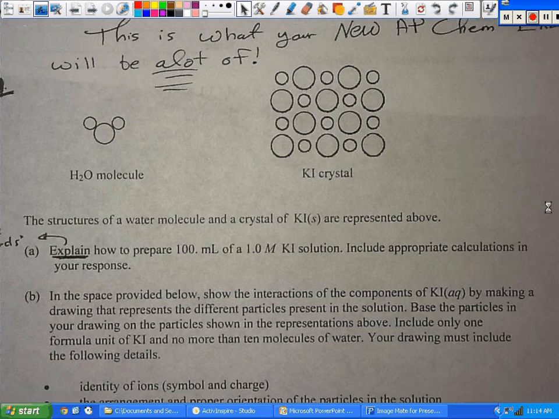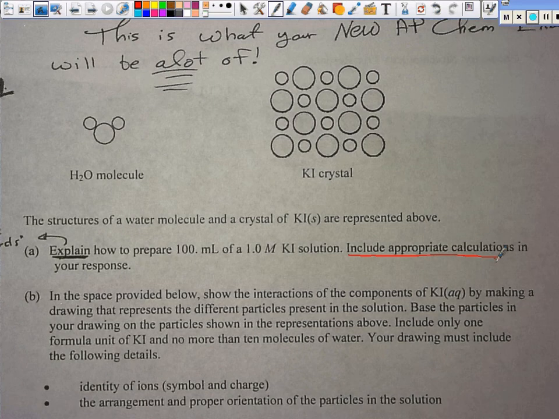Now, what else does it also say in this part? Include appropriate calculations. Right there. So when it says calculations, does that mean math? Yes, that means math. So explain how to prepare 100 milliliters of a 0.1 molar KI solution. What is the first thing we're going to have to do to figure this out?